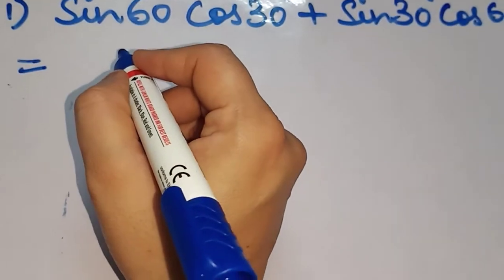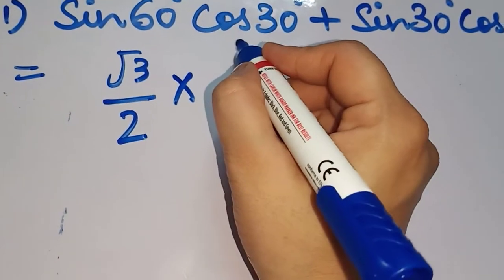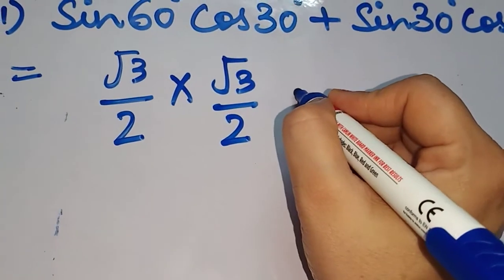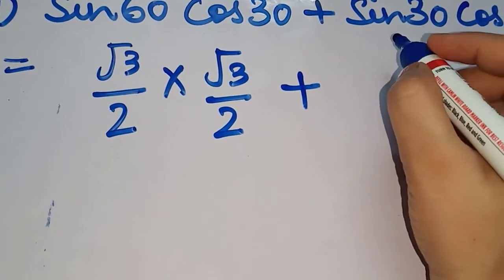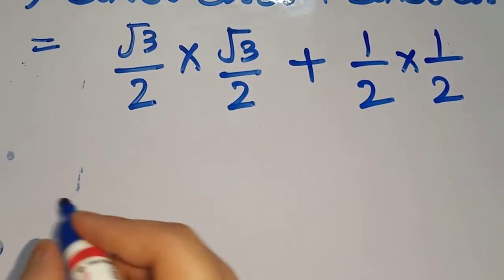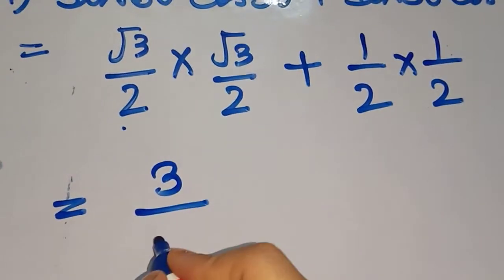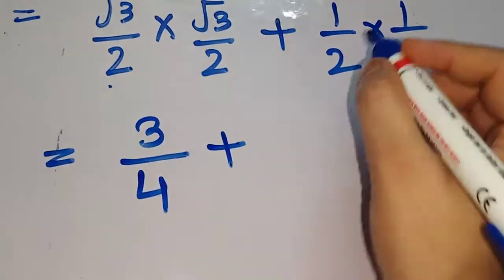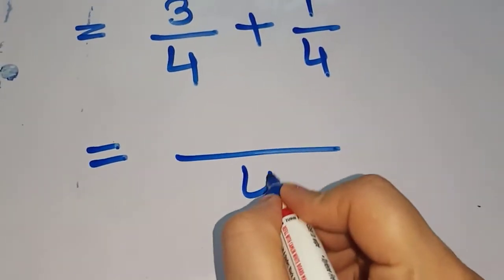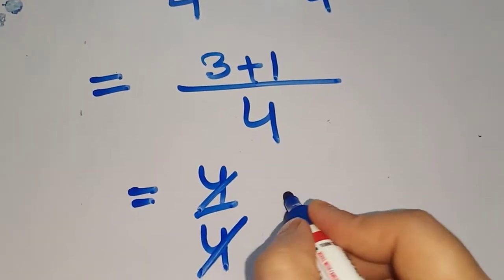Now what is sine 60? That is root 3 upon 2. What is cos 30? That is also root 3 upon 2. And sine 30, that is 1 upon 2. Cos 60, that is also 1 upon 2. Now root 3 times root 3 becomes 3, and 2 into 2 is 4, plus 1 into 1, 1 upon 4. Now take the LCM 4, it will become 3 plus 1, which is 4 upon 4, equal to 1.